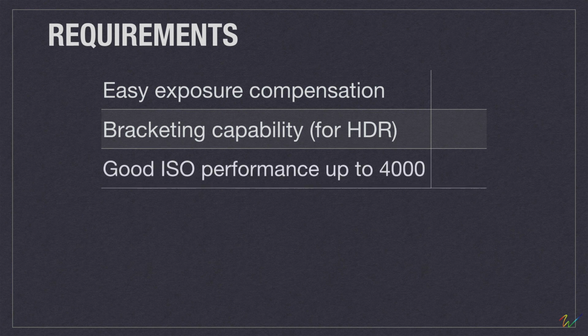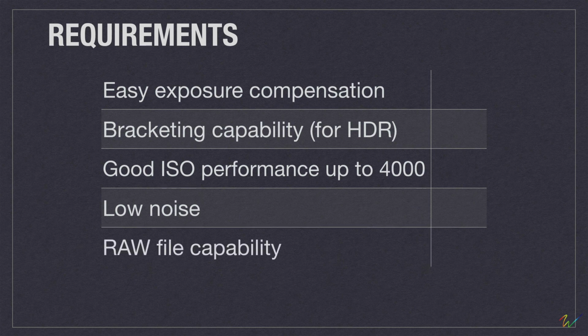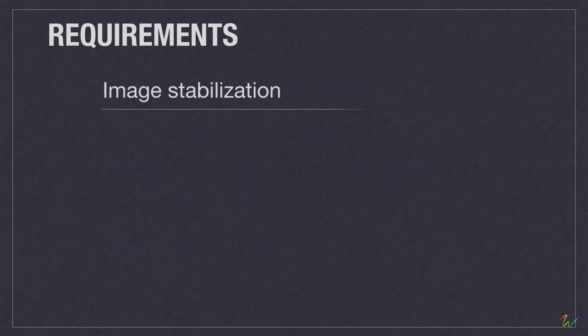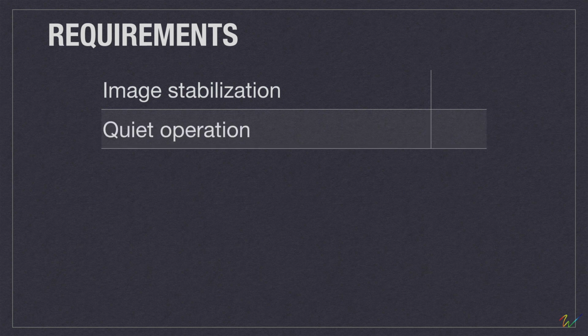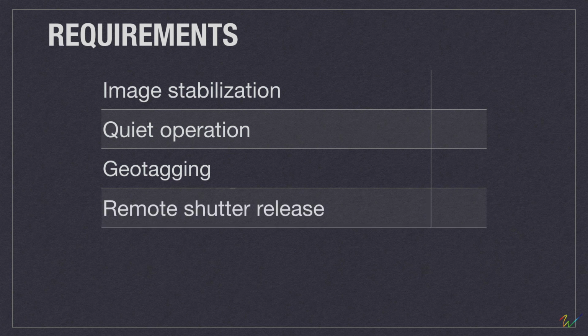Good ISO performance, up to ISO 4000. I rarely take shots beyond that. Obviously, low noise performance is good, and I want raw files out of the camera. I tend to shake, so image stabilization is a must. When you're doing street photography, quiet operation is really needed. I want geotagging. I know this isn't for everybody, but I actually use this feature and do searches with geotagging in Lightroom. I'd like to be able to release the shutter remotely or use a self-timer.